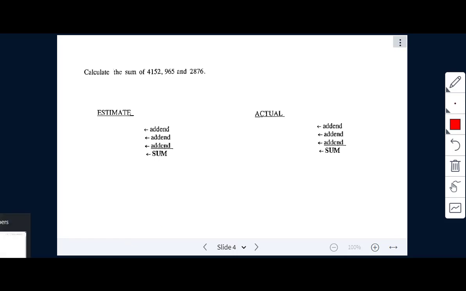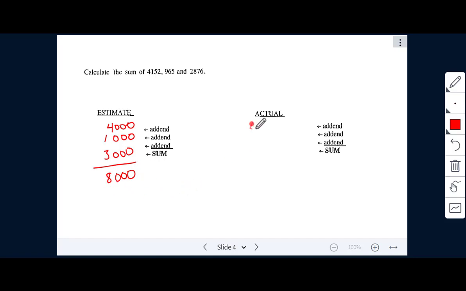So for our estimate, our first addend we'll put here is 4,000. So 4,152, I'm going to round to 4,000. 965, I'll round to 1,000. And 2,876, I'm going to round to 3,000. Those are the addends. Addend, addend, addend. And then we'll get our sum. Our estimate is 8,000. All right, and then we can do our actual. It should be close to 8,000.